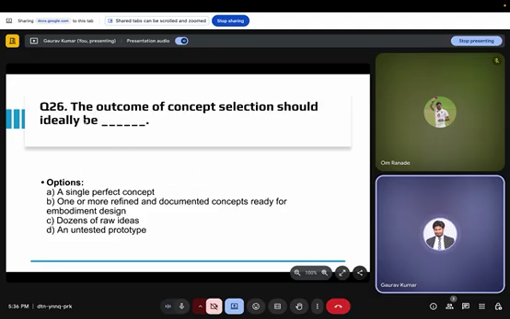Now question number 26. The outcome of concept selection should ideally be what? The deliverable from concept selection is a clearly documented set of one or few refined concepts supported by scoring data and justification. These are sufficiently mature for embodiment design, where geometry and structural definitions begin, and documentation includes the matrix weights, rationale and trade-off analysis.